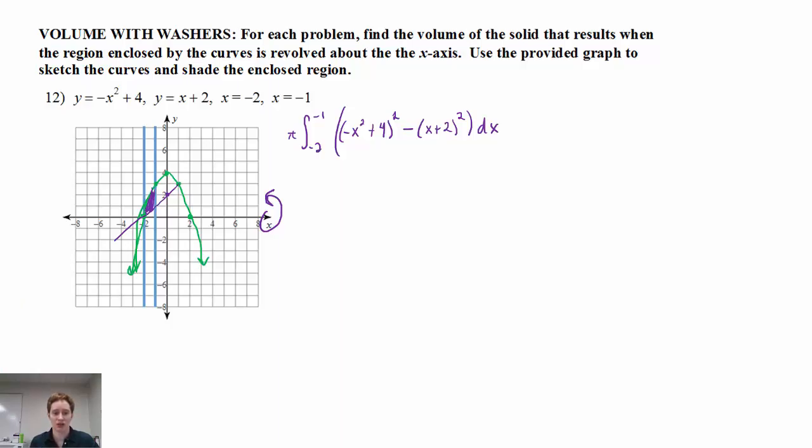So if you did okay on the last one, you can try this and see if it goes okay for you, and then just look at the answer at the end.